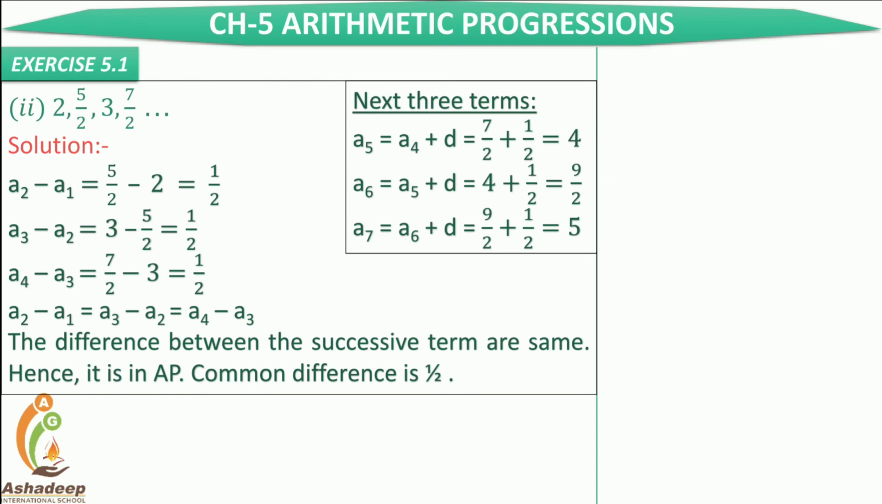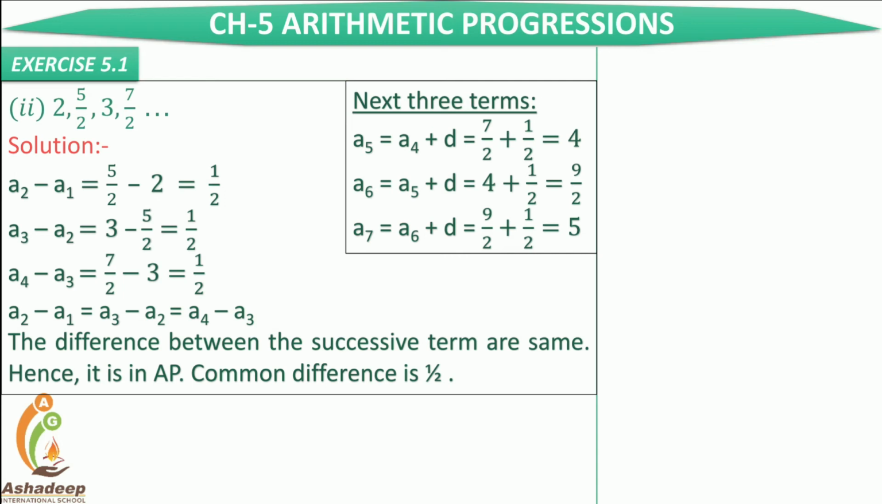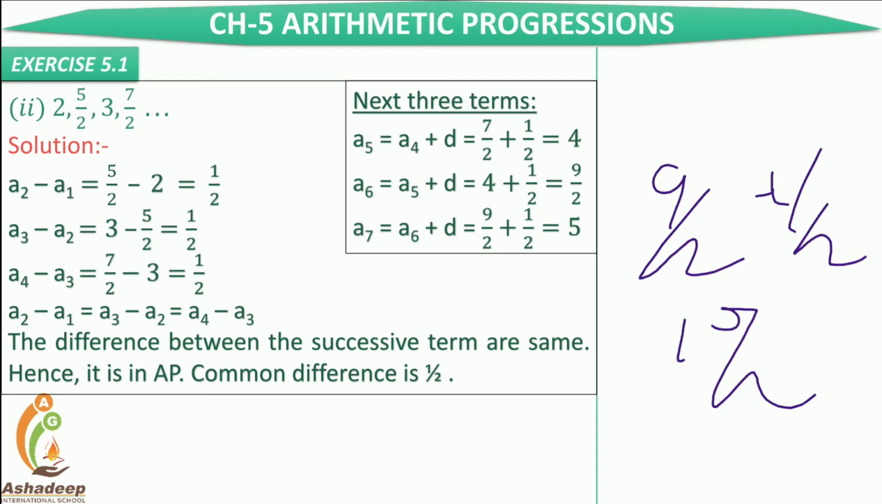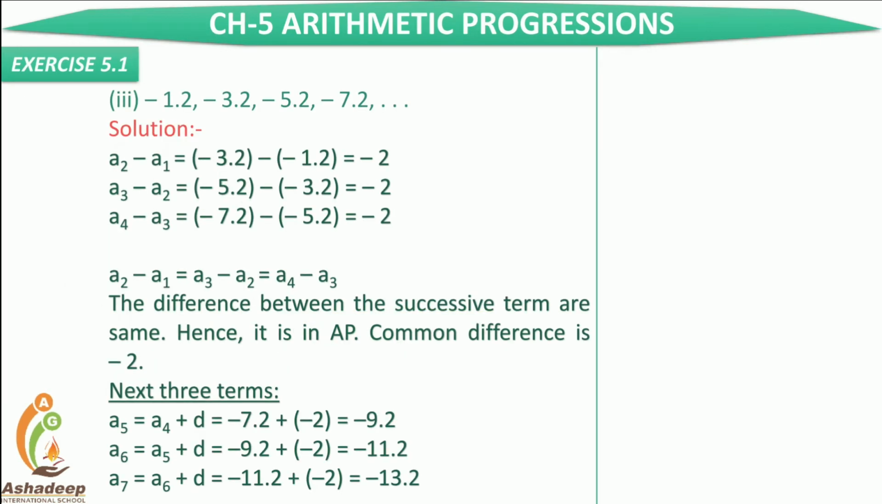To the 4 you add 1 by 2, you get 9 by 2. This is 9 by 2. Right? To the 9 by 2, if you add 1 by 2, so 9 plus 1, 10, 10 by 2 is nothing but 5, right? So in that way, you can consider. Now question number 3. So 1.2, 3.2, 5.2, 7.2.